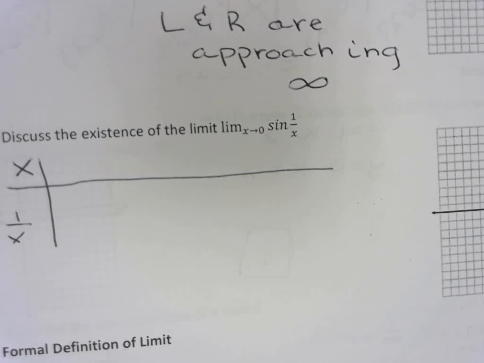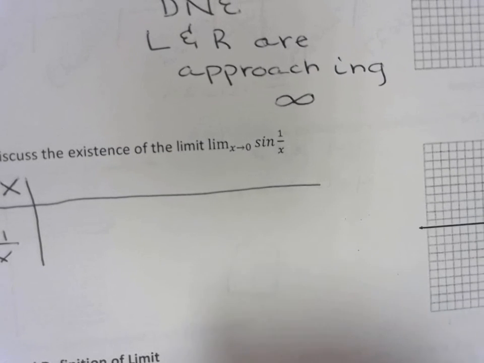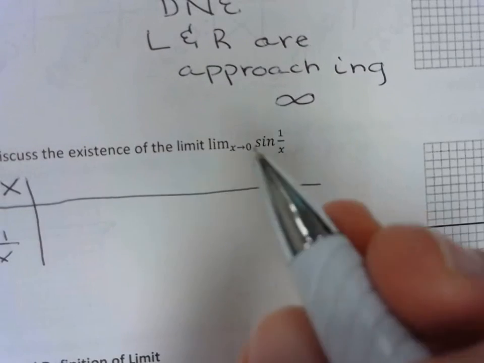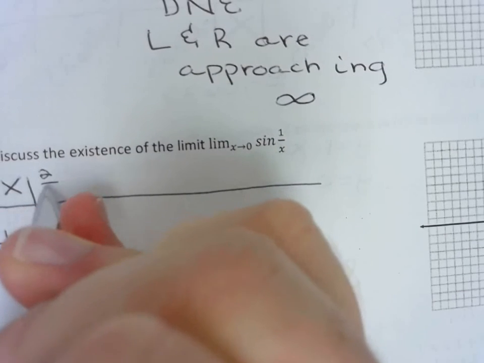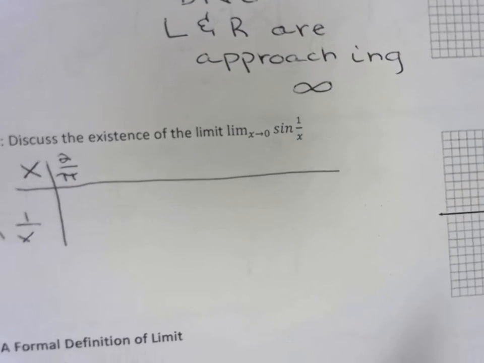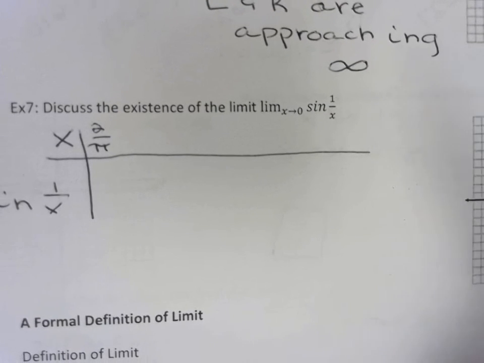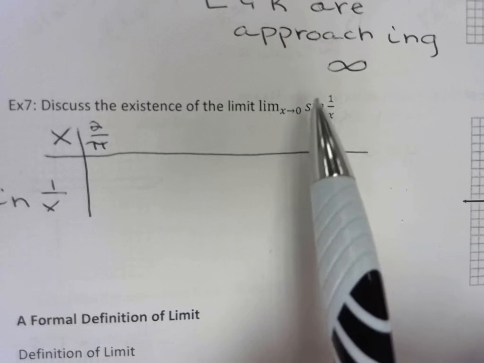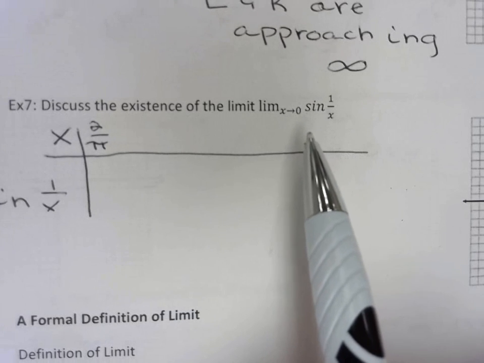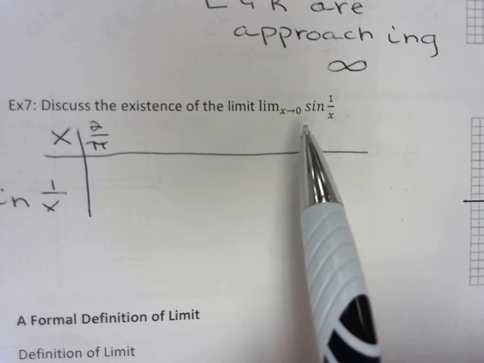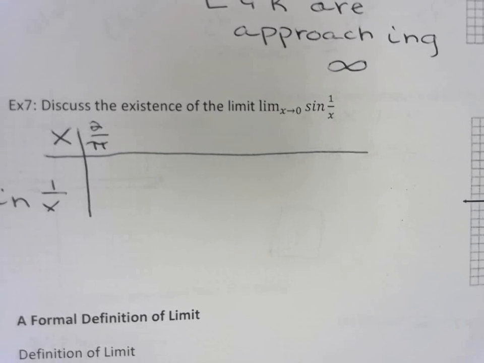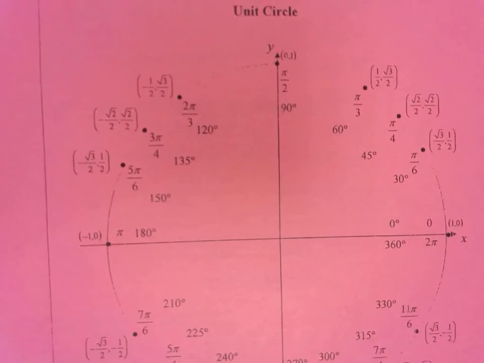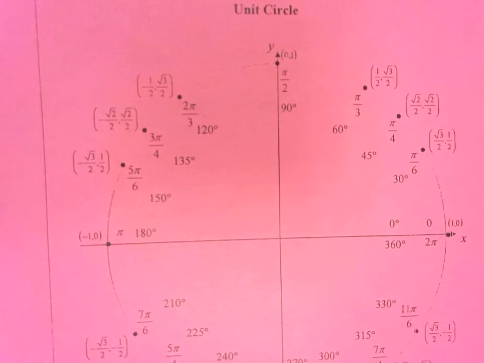So what we're going to check first is I'm going to plug in 2 over pi for x. Now it looks kind of weird why I'm choosing 2 over pi, but let's think about this. I want sine of 1 over x. So if I plug in 2 over pi for x, 1 divided by 2 over pi is the same as pi over 2. And I know sine of pi over 2 from the unit circle. Sine of pi over 2, sine as the y value, is 1.